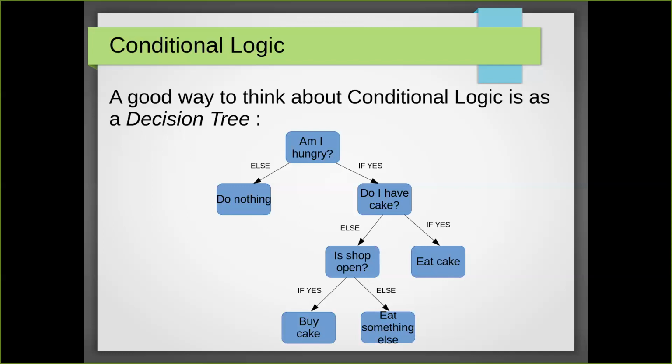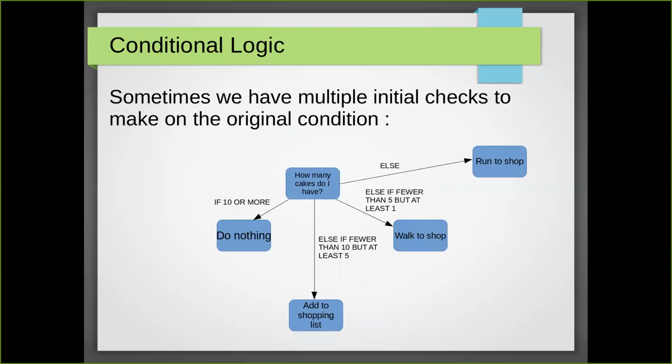If not, well, is the shop open? If it is, then I'll buy some cake. If it's not, I'll eat something else, or I would probably find another shop that does have cake. But that's just me. Essentially, you're thinking about your decision structure in that way. So visualizing conditional logic in that sort of decision tree framework can be really useful, because that's essentially what you're going to replicate in your computer program.